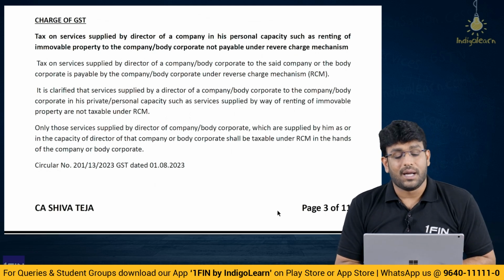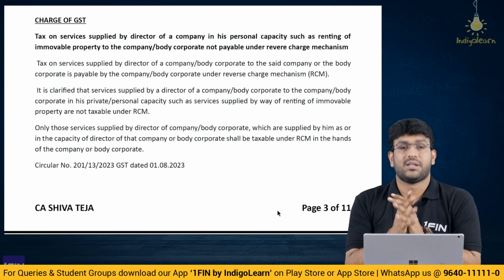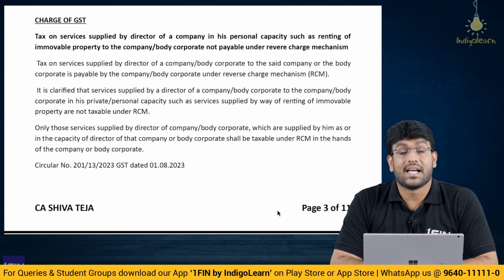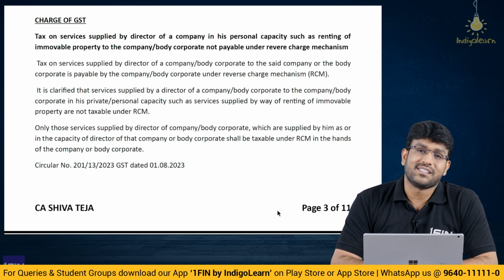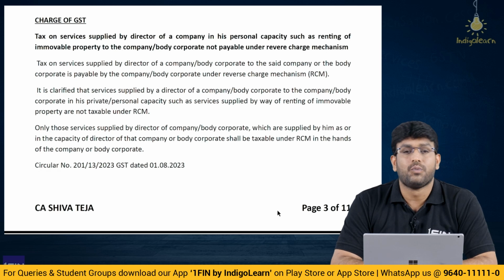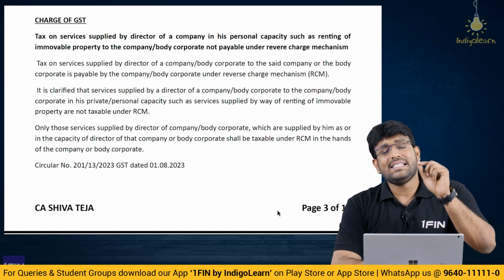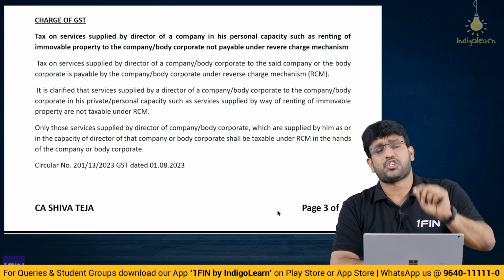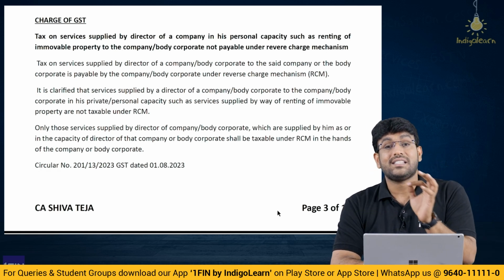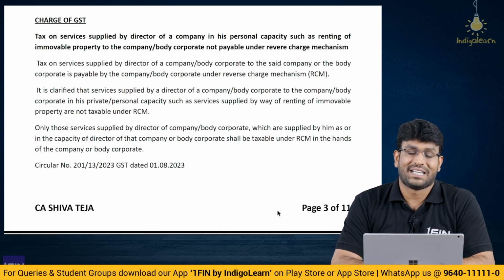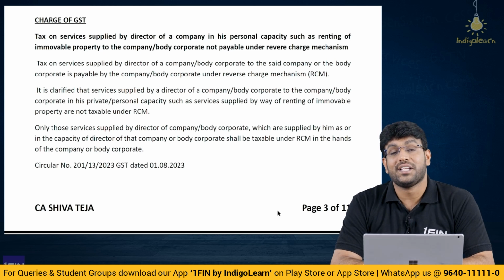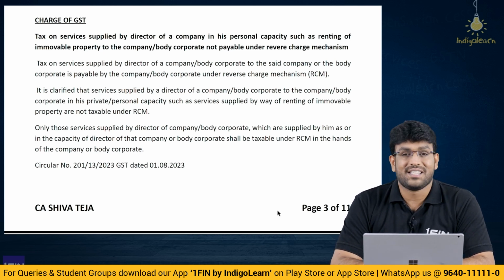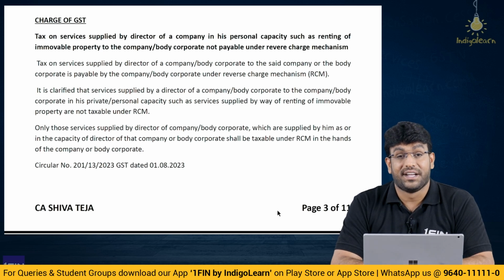Friends, we already know an interesting point: services provided by a director to the body corporate are covered under RCM. When I say service by a director to a body corporate is RCM, any service provided by the director to the body corporate in the director's professional capacity is covered under RCM. That means, practically, where TDS is required to be deducted under 194J by the company, then on that transaction the company is required to pay tax under RCM.